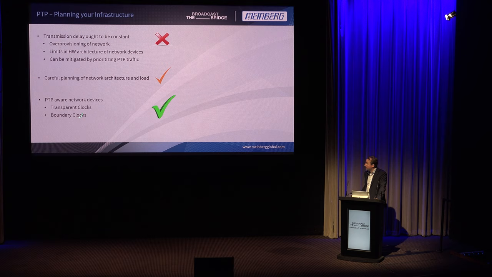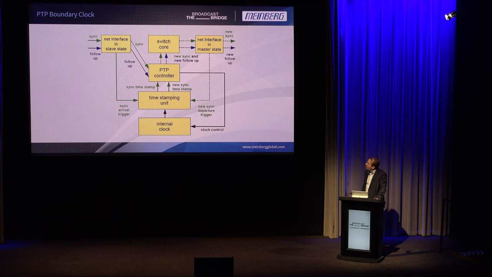So what does a boundary clock schematic look like? The basic principle is that every PTP packet that arrives here is completely terminated at that unit. So it's not passing through, it's terminated at one port. And a PTP controller is controlling the internal clock. So a boundary clock is a real clock. There's a real clock inside that is adjusted. That is something you should know. And on all other ports, which are then in master state, the PTP packets are regenerated by the system. They are regenerated by the switch.